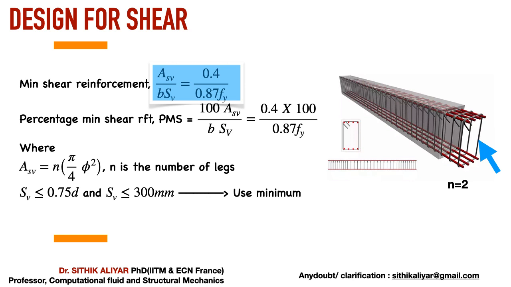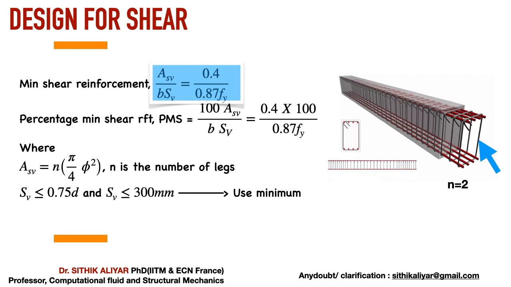SV is the spacing between the stirrups. You can see the right side figure. SV is the spacing between the two stirrups, and B is the width of the beam. So B into SV is nothing but an area. What is ASV? ASV is the area of the shear reinforcement. The formula is N into pi by 4 d square, where N is the number of legs.